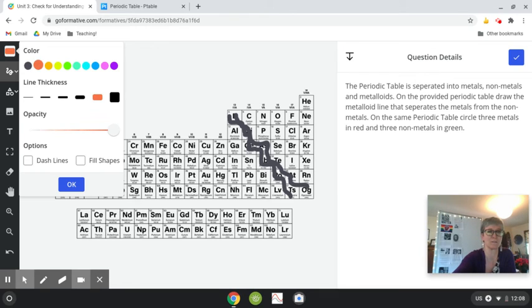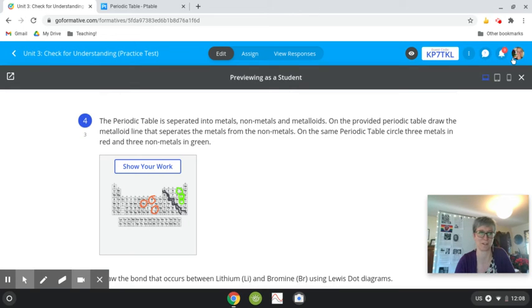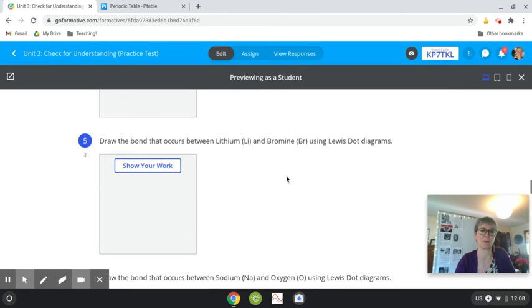So I'm going to choose red. I'll choose any 3 metals anywhere on this left side of the metalloid line. And then I need to choose green, and I need to circle 3 nonmetals. That's not the most beautiful line, but you got 3 nonmetals on there. So there's your answer for that question, number 4. Then we get to question 5.